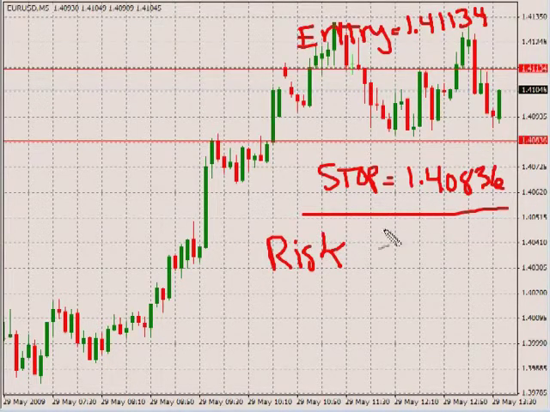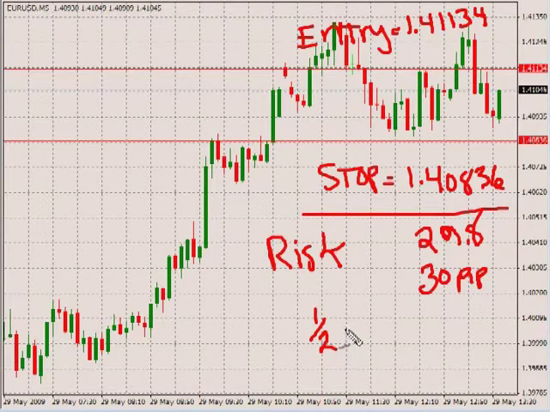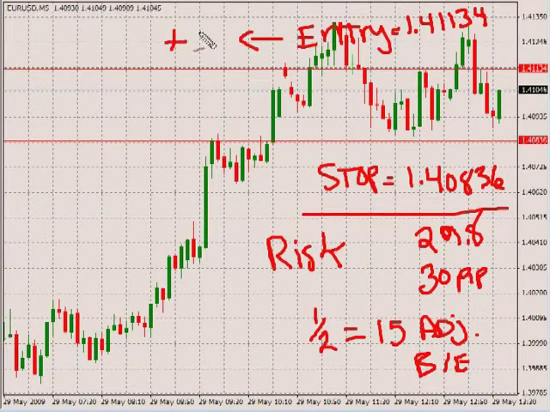Now, to know what our risk is, we simply take the difference between the two, which comes to about 29.298. So 29.8 pips is what we're looking at. So about 30 pips of stop. Now, remember, we take 1/2 of that to know when we move our stop to break even. So 15 is going to be our adjustment here to break even. Now, that is going to be 15 pips above our entry price here. So if we add 15 pips to that, we're going to get 1.41284.